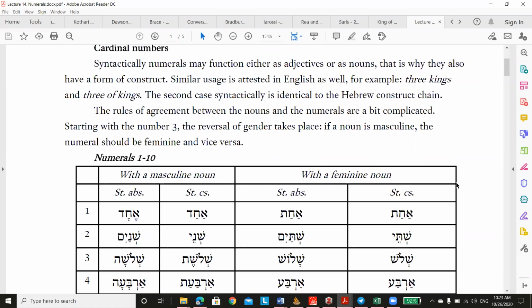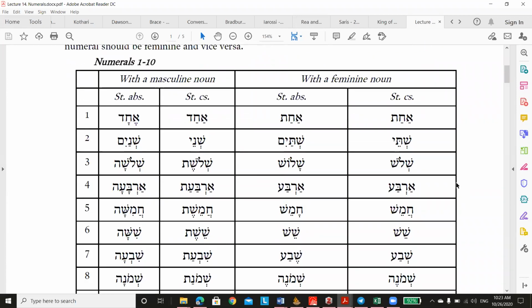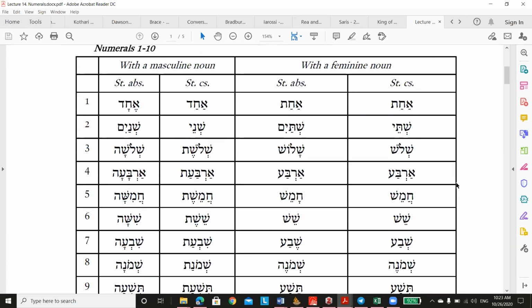One form is the absolute form, and another form is the construct form. If we use the numbers in the construct form, it is very similar to, for example, the English expression 3 of the kings, 2 of the sons, and like this. And in Hebrew, both ways are used very, very often. So now you can see the table, and these are numerals, numbers from 1 to 10.